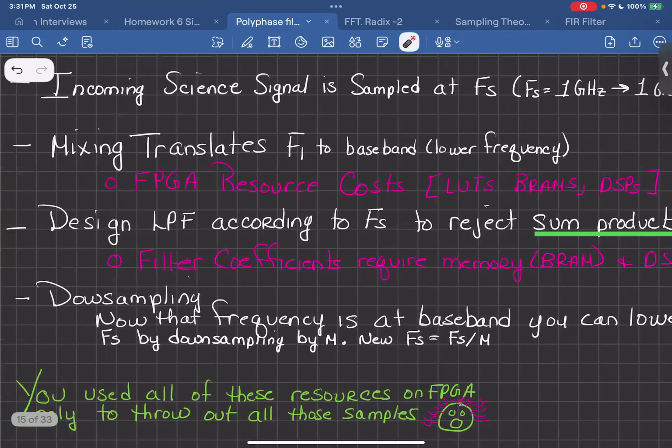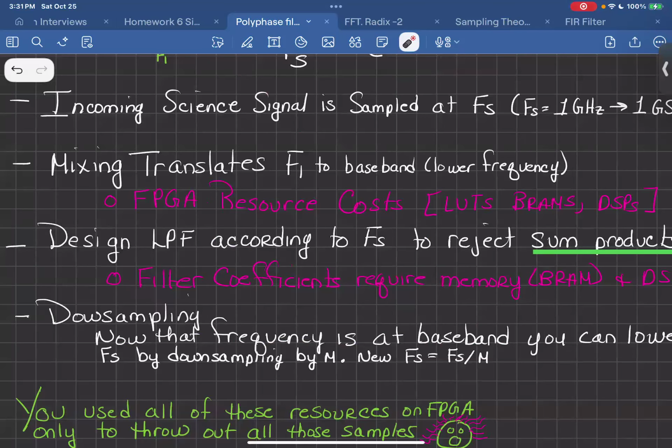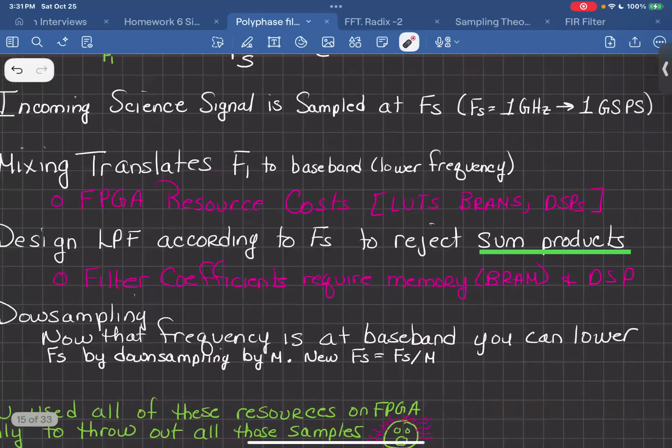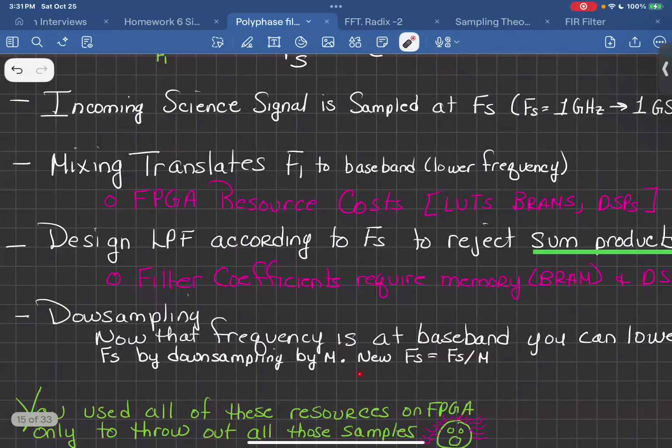All right, next, great, we're downsampling because we've got all of our signal. That means like the child is in grandma's car. And that means the mother can go home and go to sleep. Great. And that means that now we can relax our sampling frequency. That's why we choose downsampling. And so the frequency is at baseband. We can lower our sampling frequency, and our new sampling frequency is now FS over M.